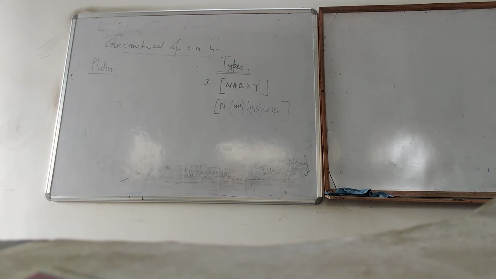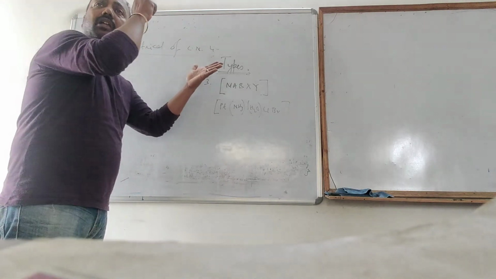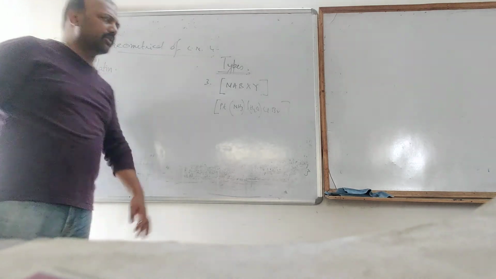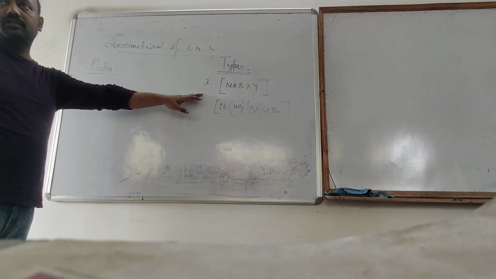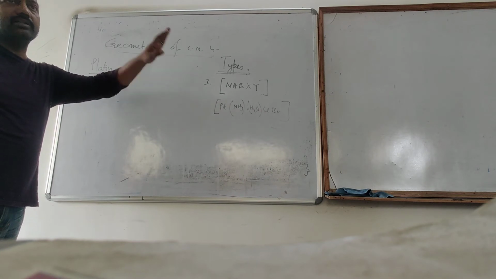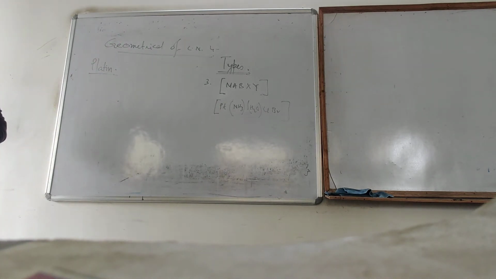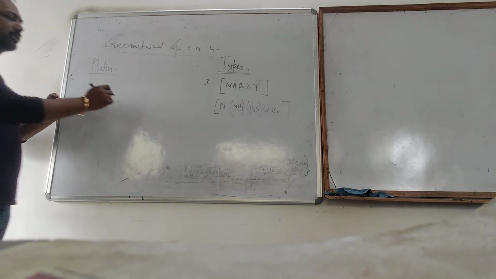Will it show cis-trans isomerism? Why will it not show? Because similar ligands are not there. Yes, sir. Similar ligands are not there, okay? So there is no question of it showing cis-trans isomerism, but it will show geometrical isomerism. How will it show geometrical isomerism and how many? It is simple, just understand it. It will show 3 geometrical isomers.